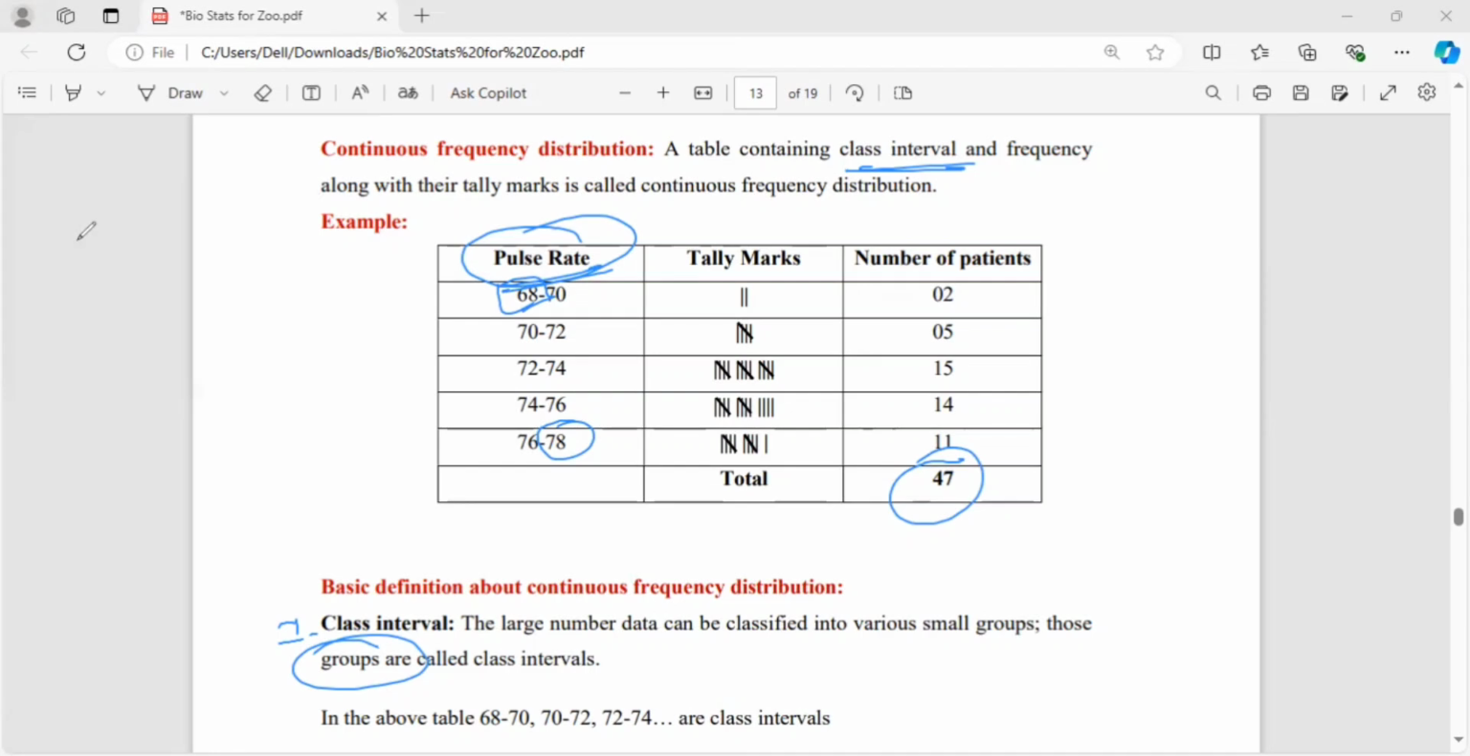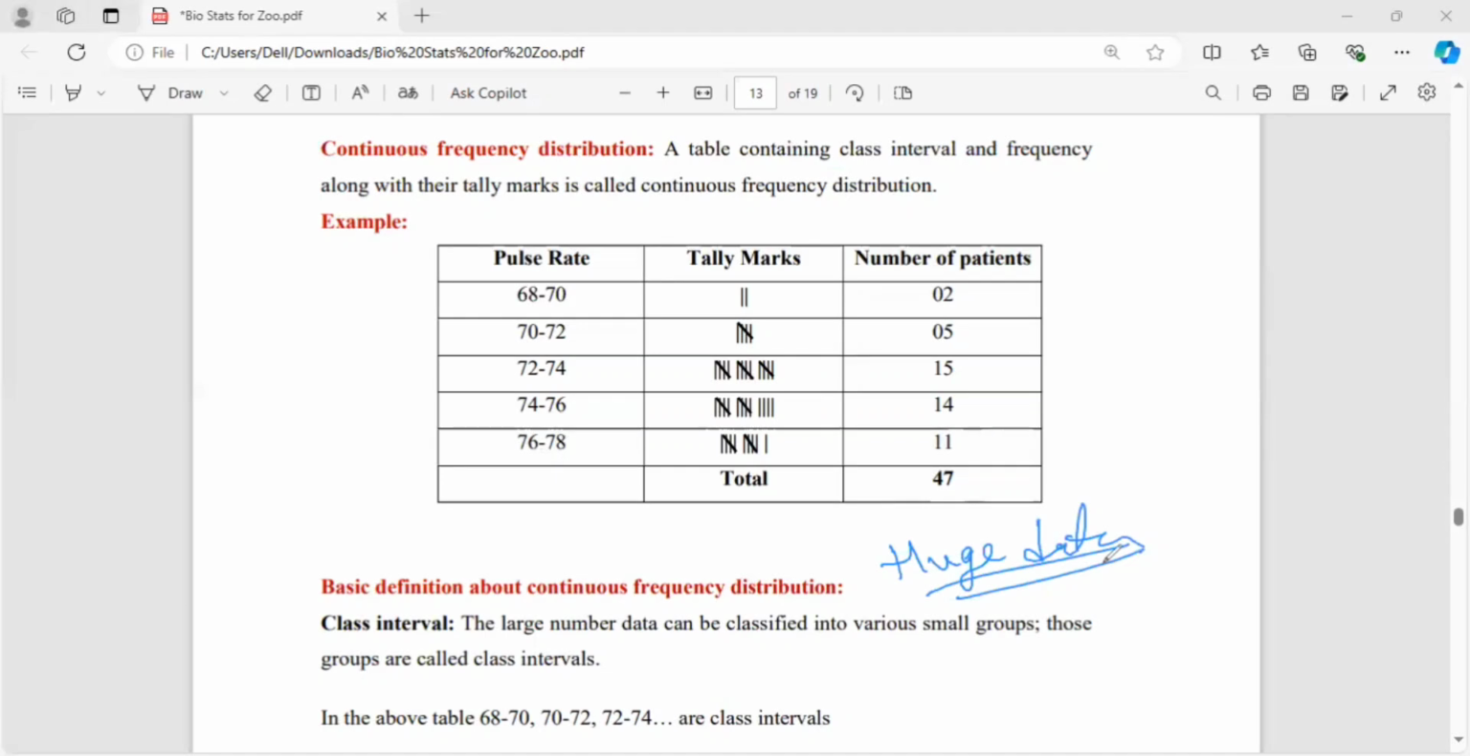In continuous frequency distribution, the first concept is class interval. Whenever you have a large amount of data, this huge data is classified into small groups. So for 68 to 78, I divided it: 68 to 70 is one small group, our first group. Then the second group is 70 to 72, and the third group is 72 to 74. I'm dividing the big data into small groups, and those groups are called class intervals.